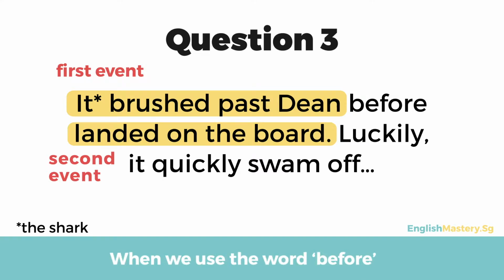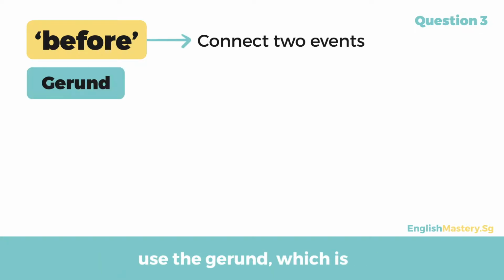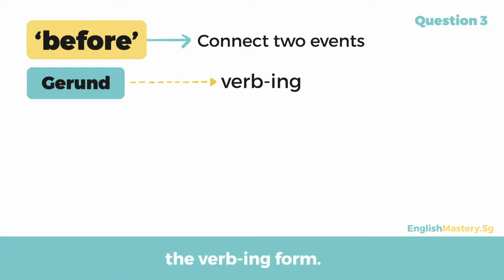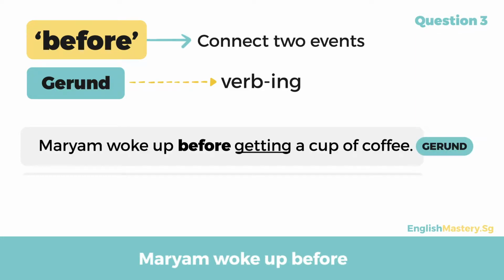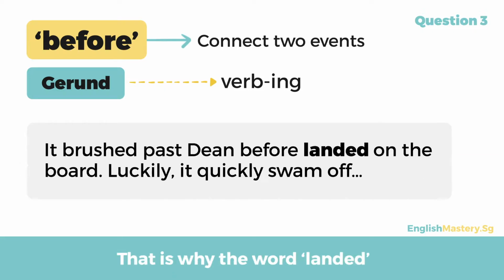When we use the word before to connect two events, we need to use the gerund, which is the verb ing form. For instance, you would say, Mariam woke up before getting a cup of coffee, and not, Mariam woke up before got a cup of coffee. That is why the word landed in this sentence is wrong. Landed is in the past tense, whereas the correct verb form should be the ing form.